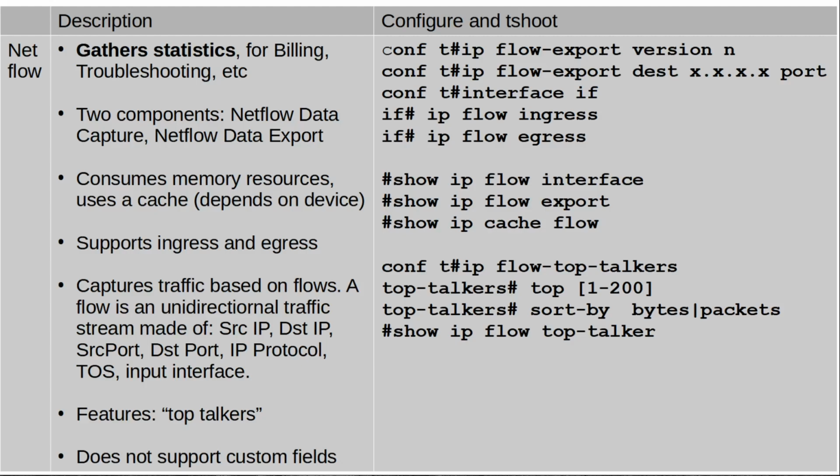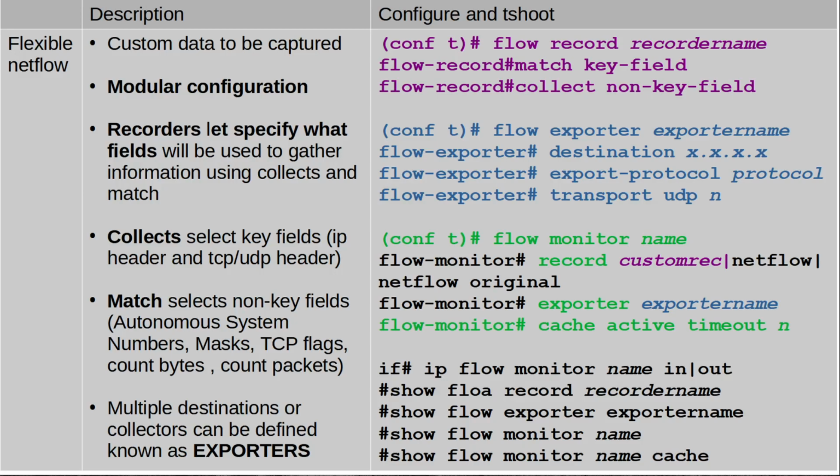If you want to customize the exact fields you want NetFlow to gather statistics from, you will not be able to do it with NetFlow, but you can do it with Flexible NetFlow, which is an extension of NetFlow. It will let you customize data to be captured. It will have a modular configuration where you configure a recorder and multiple exporters, and the recorders are made of collects and match. The collects will select key fields, like fields that are contained within the IP header or TCP header, and the match will select non-key fields, like TCP flags or the count of bytes or count of packets.